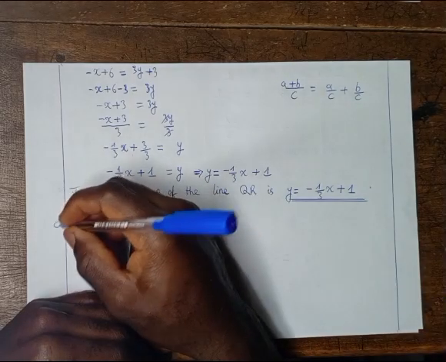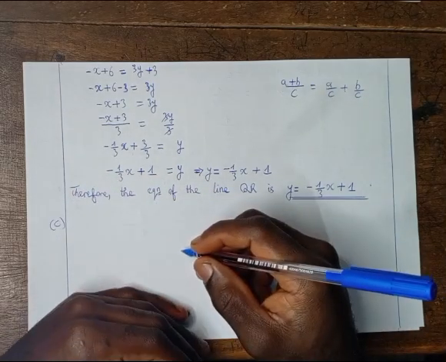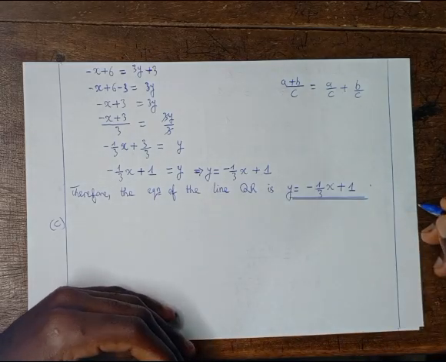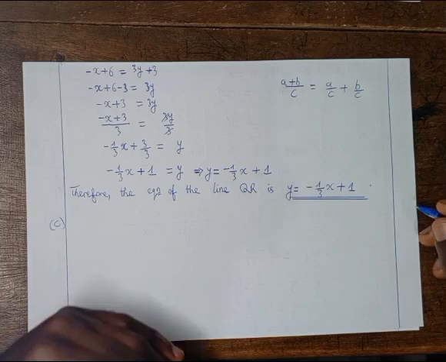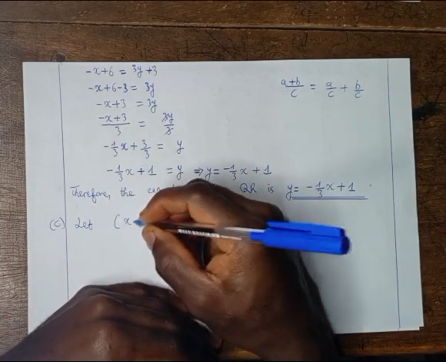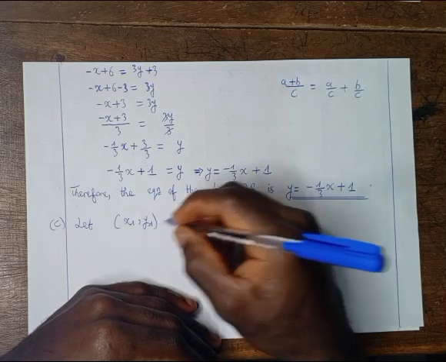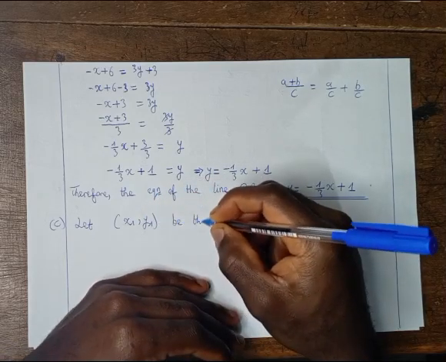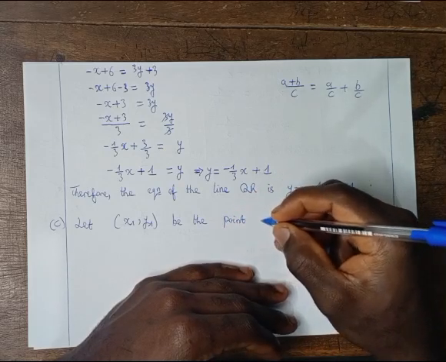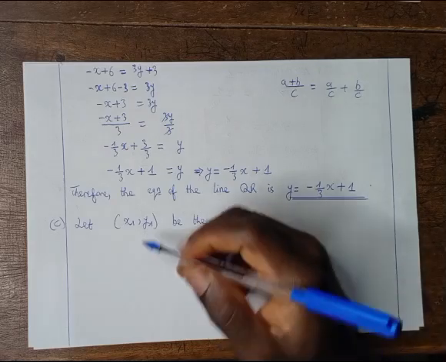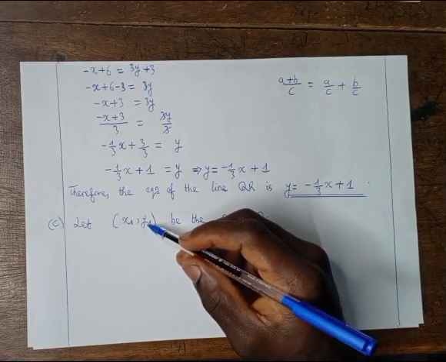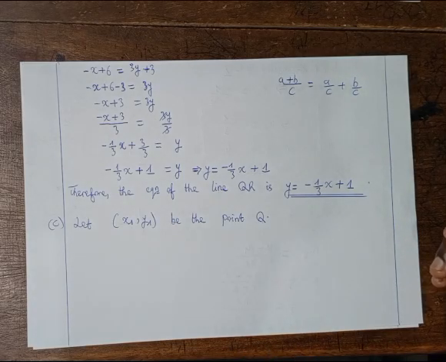Next, question C. We are going to question C, which says the coordinates of the point Q. When we talk of the coordinates of the point Q, that means the x and y coordinates. We are going to start by saying that let (x1, y1) be the point Q. That means the x coordinate of the point Q is x1 and the y coordinate of the point Q is y1.